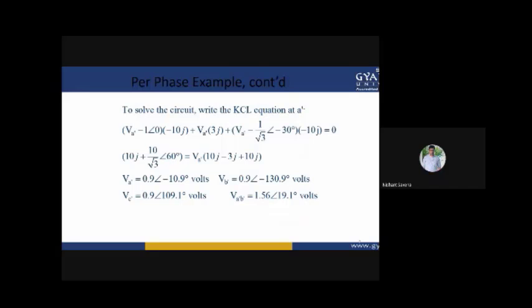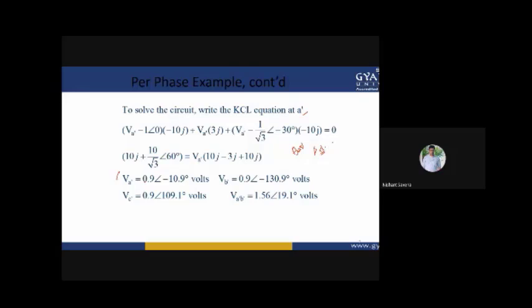Now to solve the circuit, we have written the KCL equation at node A dash, at this one. And when we calculate it, we will find that VA dash comes to be 0.9 volts at angle minus 10.9 degree volts. Okay. Now, what is this? I told you this is a balanced system. This is what? A balanced system.